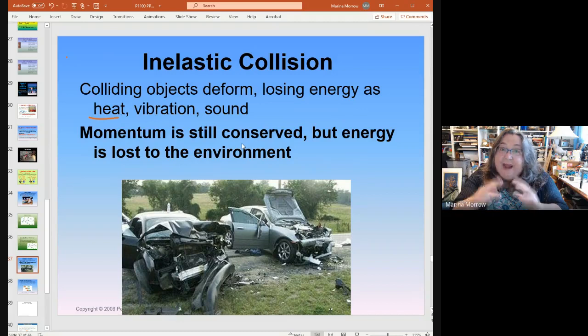And what happens afterwards, that's after the collision. And there might be interactions with the ground and other stuff. But momentum is conserved during the collision, but the energy gets lost to the environment.